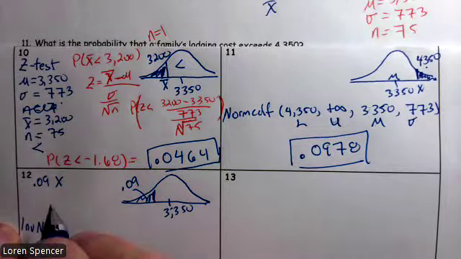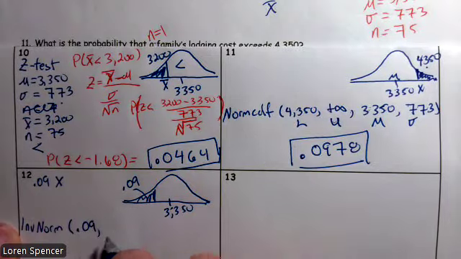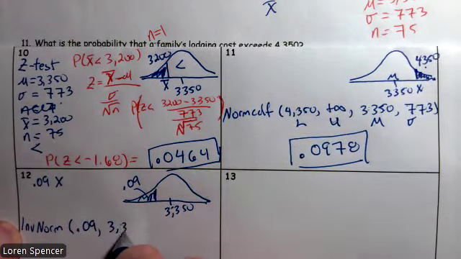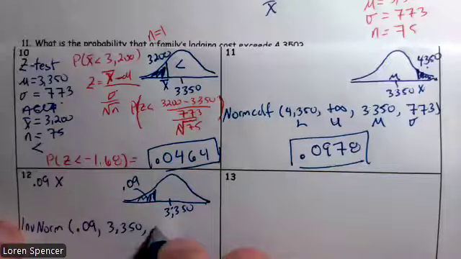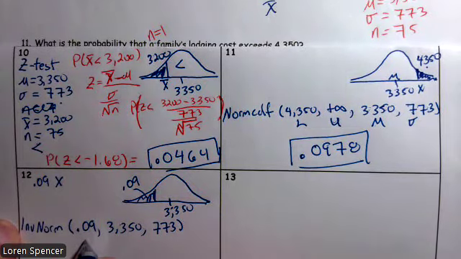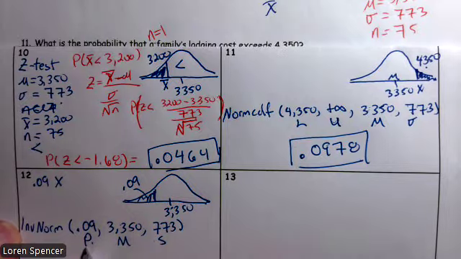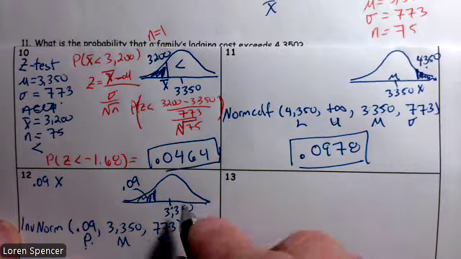And we're going to need our PMS. So we're going to need our percent, which is 0.09. We're going to need our mean of 3,350. We need our standard deviation of 773. So this is PMS for percent or probability, our mean, our standard deviation.